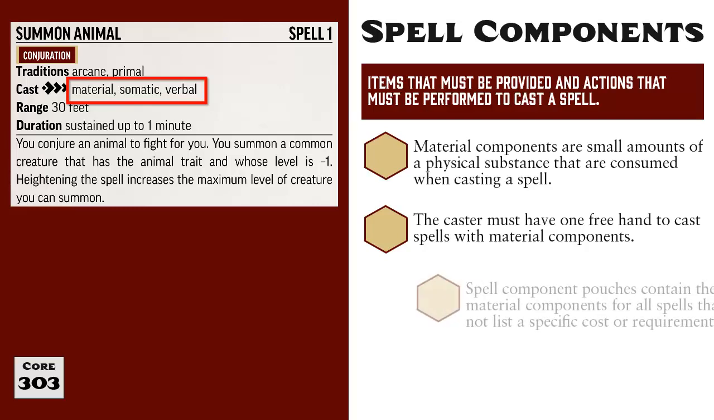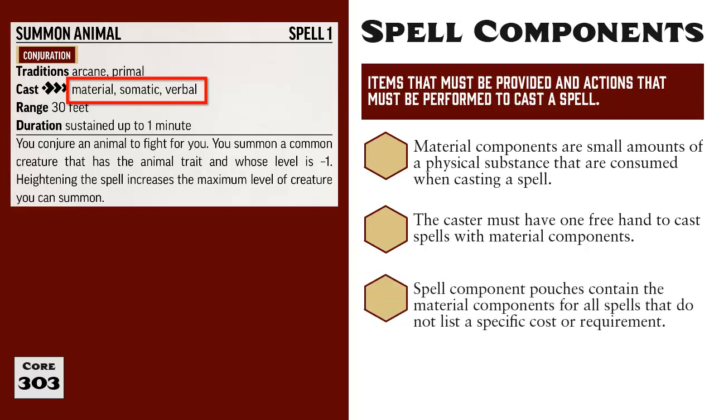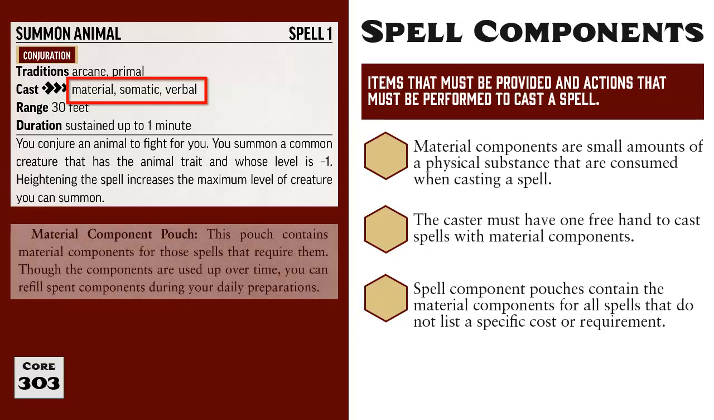If the spell lists a material component, but no value or specifics about it, then it's assumed that the material component is something inexpensive and included in material component pouches that can be purchased in most settlements for 5 silver pieces. In most cases, if the caster has a material component pouch, then they should be able to cast most spells that require a material component.